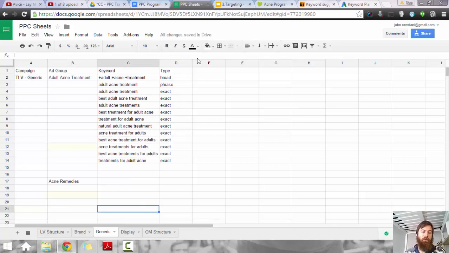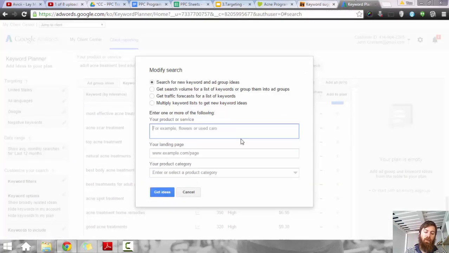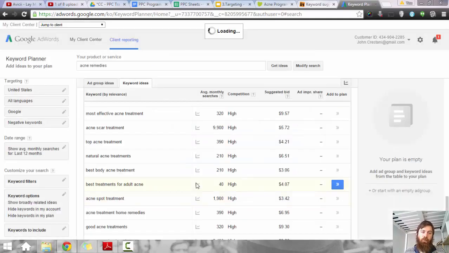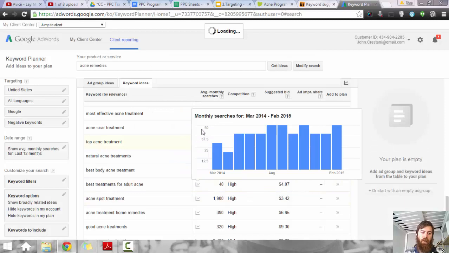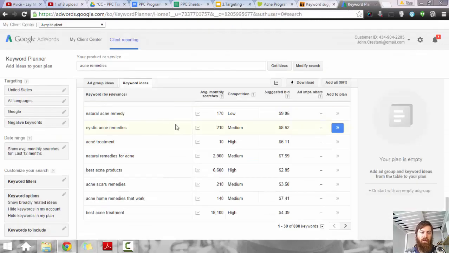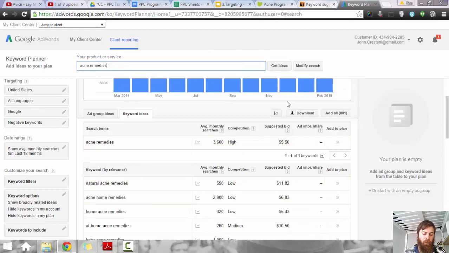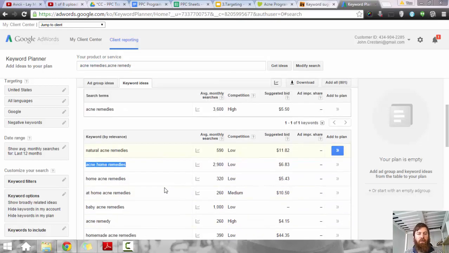Then I'm going to get rid of all these acne remedies. I'm going to do this a couple times because I hope this isn't too much, but this is the core of what AdWords is. You can also put an acne remedy. There are a lot of ways we can branch out from here. Home remedies, acne home remedies.